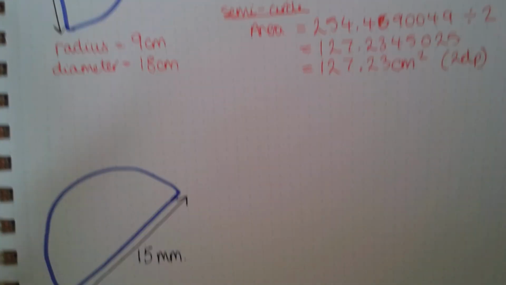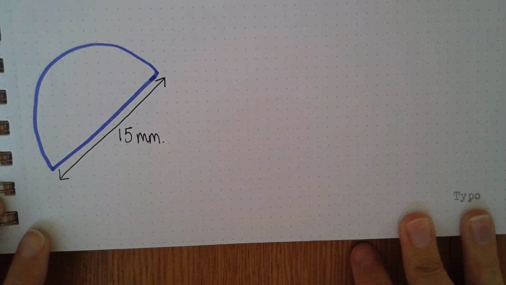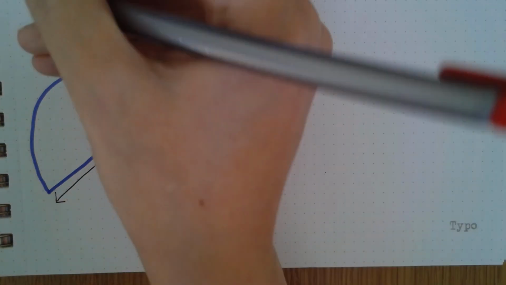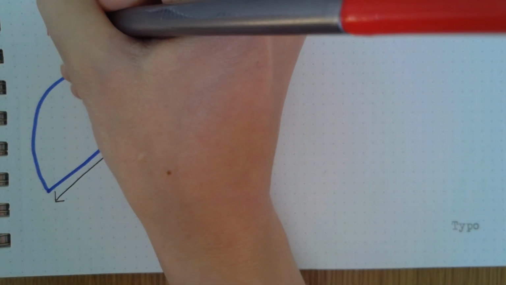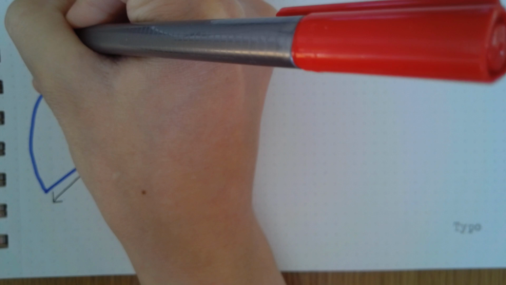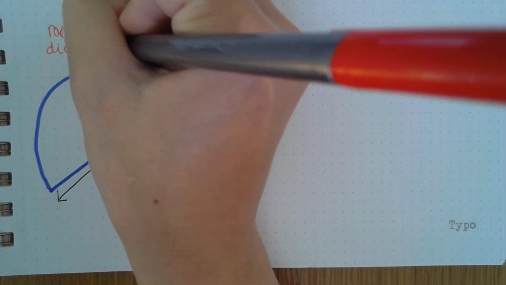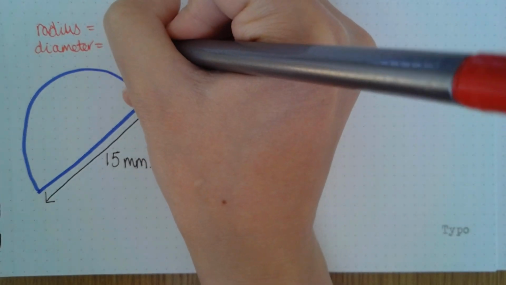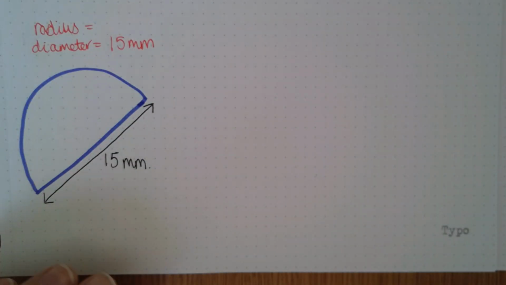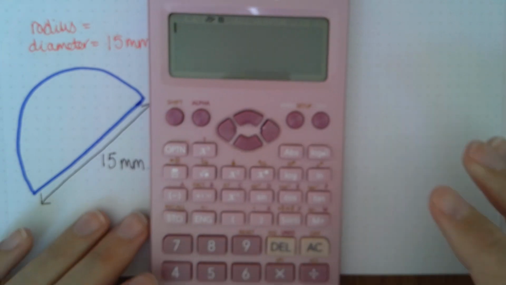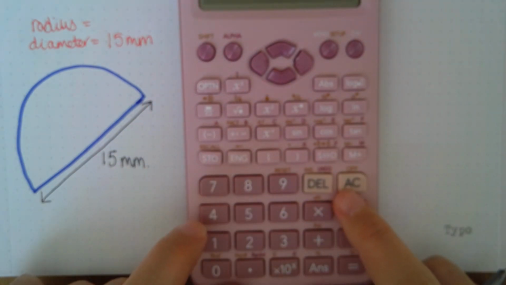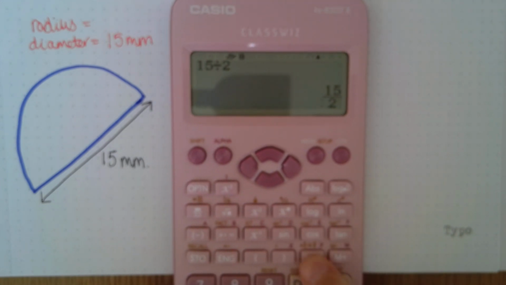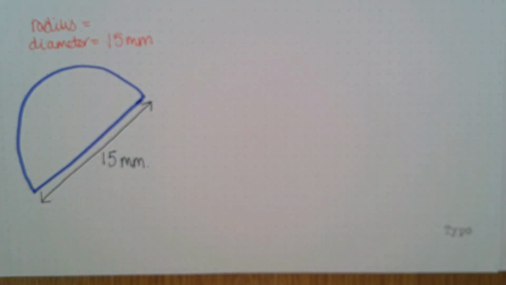And the last one is this one. So we want to write down our radius and our diameter. So the radius and the diameter. We can see diameter is 15 millimeters. So the radius we want to divide by 2. You can use your calculator if you don't know what it is. So 15 divided by 2 equals 7, press the S to D button, 7.5 millimeters.